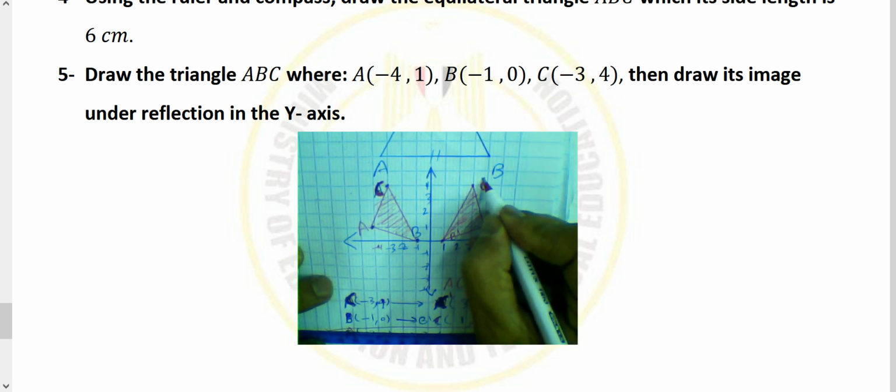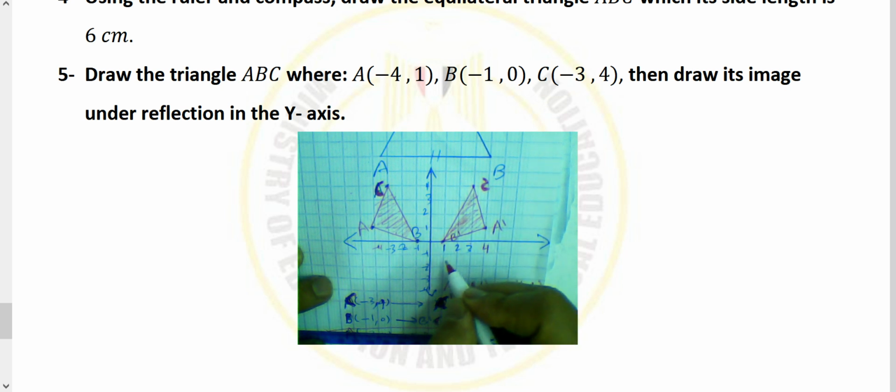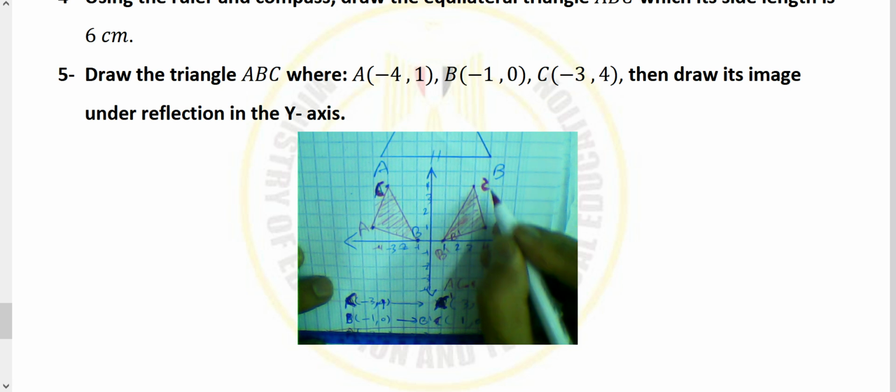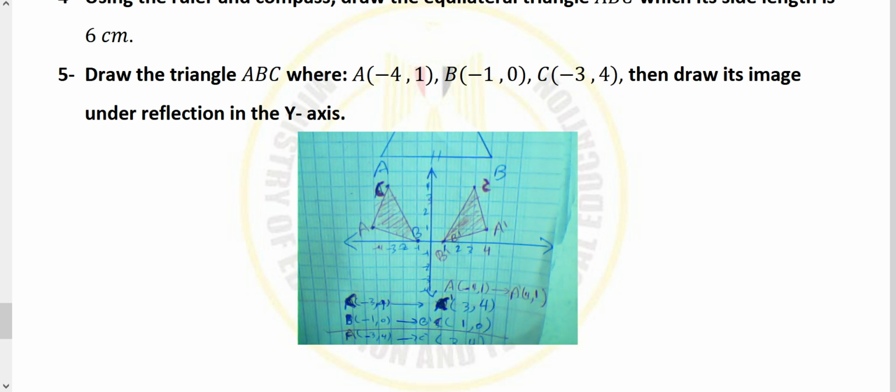A dash, and here B dash, and here C dash. They are congruent. Okay, understood? Last question.